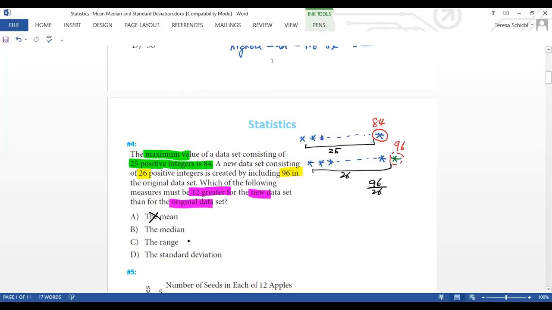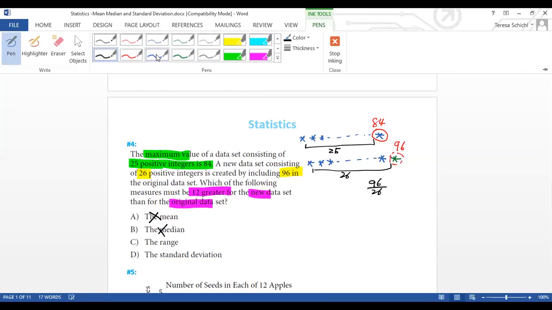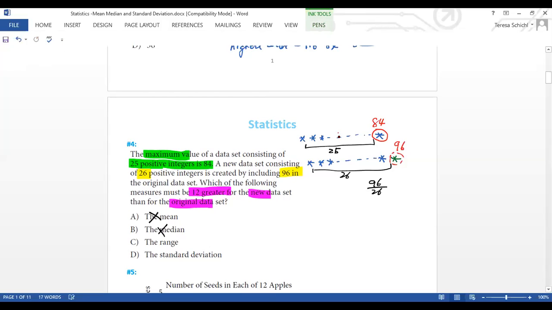Okay, then the next one is the median. Well, no, it's not the median either. Why? Because like we talked about before, the median will be somewhere in the middle here. So this is the median.